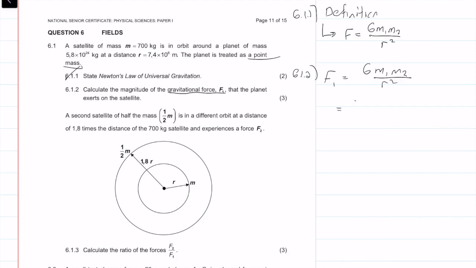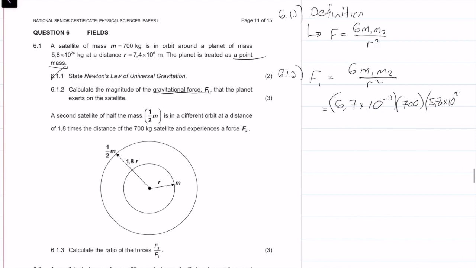Okay, the gravitational constant has a value of 6.7 times 10 to the minus 11, times the first mass, which I will take as the mass of the satellite, times the mass of the planet, which was given in the question, 5.8 times 10 to the 24, over the distance, which was 7.4 times 10 to the 6, and that entire value squared, and we get F1 is equal to 4,967.49 newtons, and we get 3 marks for that.